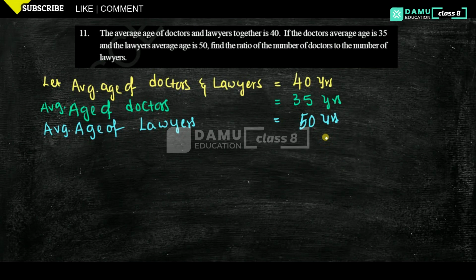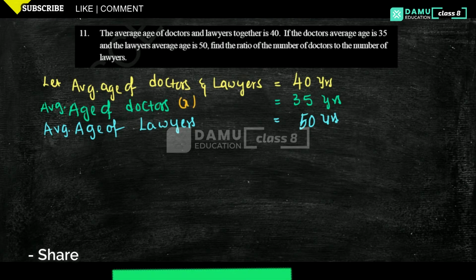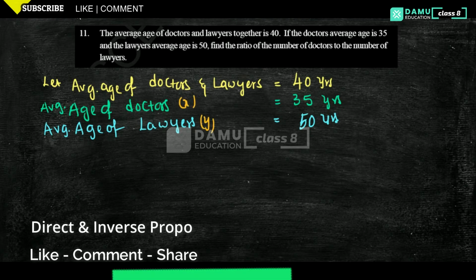So our 11th question is: the average age of doctors and lawyers together is 40. If the doctors' average age is 35 and the lawyers' average age is 50, find the ratio of the number of doctors to the number of lawyers. So here, let's take the average age of doctors and lawyers as 40 years, the average age of doctors as 35, and the average age of lawyers as 50 years.